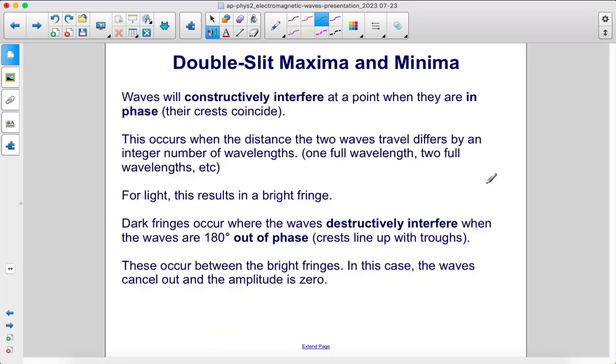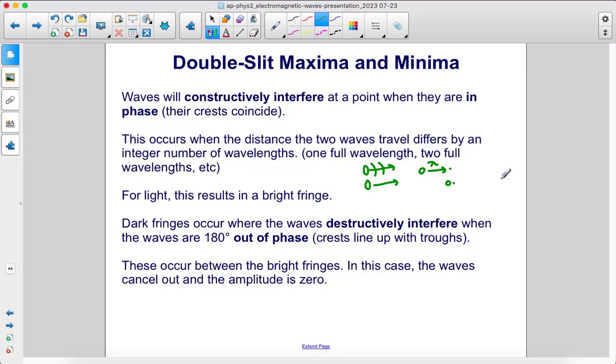Waves will constructively interfere at a point when they're in phase, when their crests coincide. This occurs when the distance the two waves travel differs by an integer number of wavelengths, like one full wavelength or two full wavelengths. For example, if you have one light source here and one here, then all of these waves are going to travel the same distance. But if you have one source here and then one source here, maybe this wave, this is one wavelength, and then they meet up here, those will still constructively interfere because they're one wavelength apart. This will result in a bright fringe.